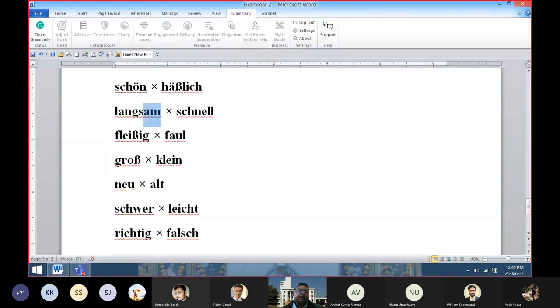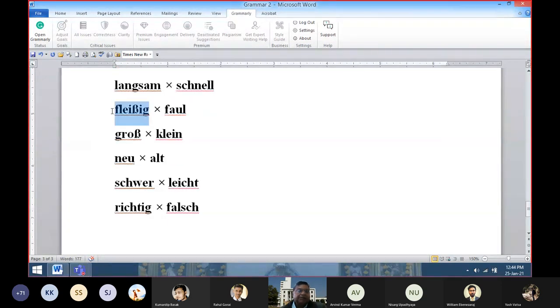Then the next word is langsam. Langsam means slow or slowly. And the opposite is schnell, fast, quickly. Langsam means slow and schnell is fast. The next word is fleißig. Fleißig means hard working. Somebody is hard working. Opposite is faul. Faul is lazy. So hard working, fleißig, faul, lazy.